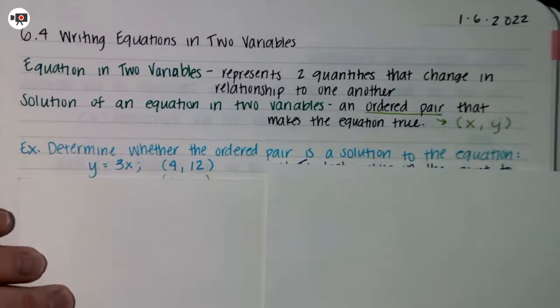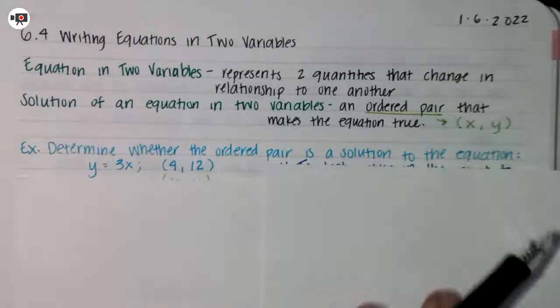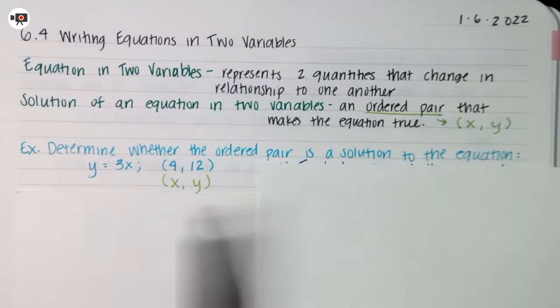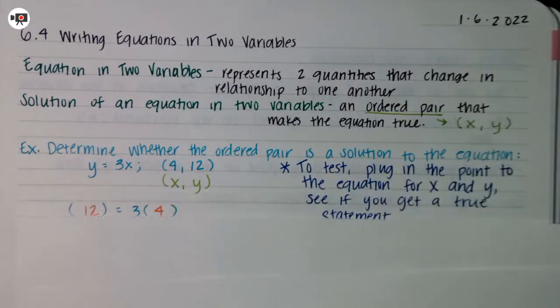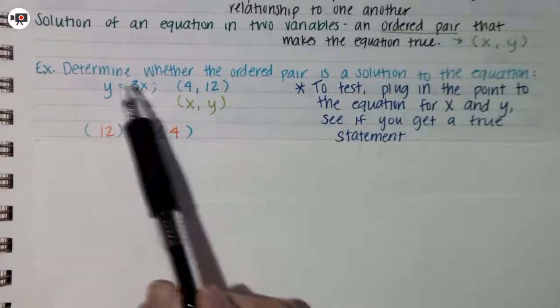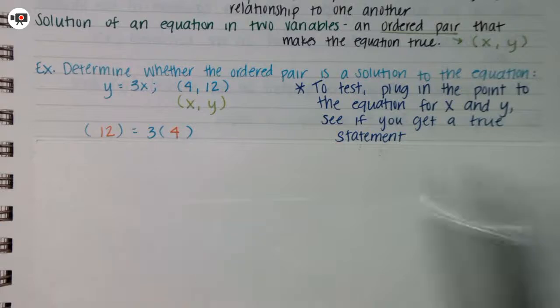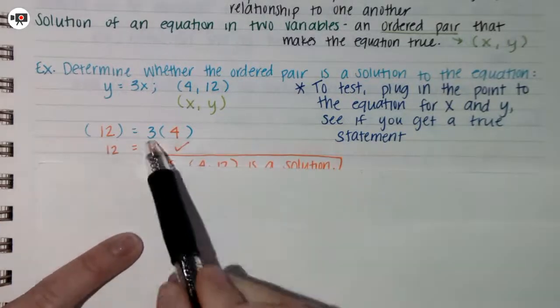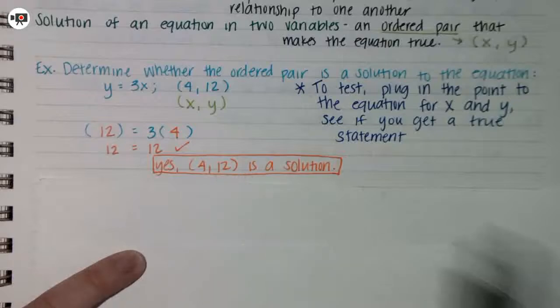And my equation is y equals 3x, and the point that I am given is 4, 12. So I'm going to take 4 and 12, that is x and y, and I'm going to plug them in to my equation y equals 3x. So my y is 12 equals 3 times x, which is 4. So 3 times 4 is 12, and 12 equals 12. So yes, 4, 12 is a solution.